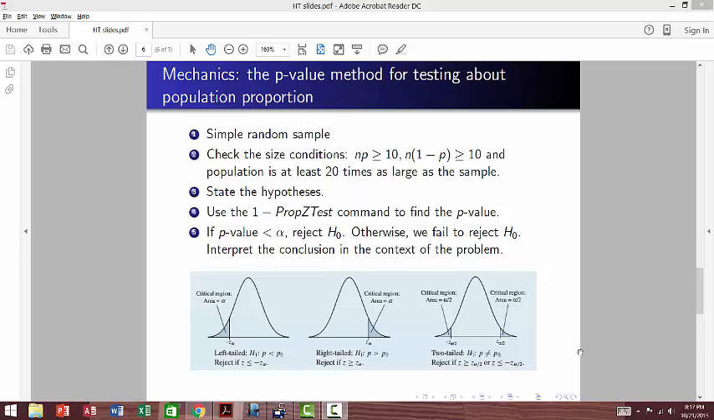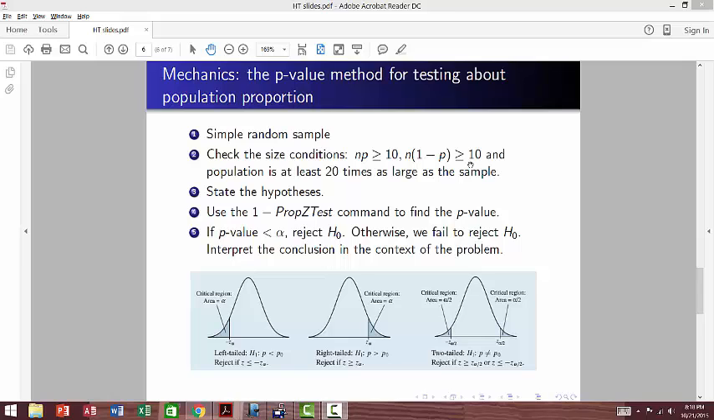So we need to check the conditions. We have a simple random sample. We have the sample size condition. In this case it's n times p is greater than or equal to 10, and n times 1 minus p is also greater than or equal to 10. And the population needs to be at least 20 times as large as the sample. And what is the procedure? We state the hypothesis. We use the one proportion z-test command to find the p-value. If the p-value is small, we reject the null hypothesis. Otherwise, we fail to reject the null.